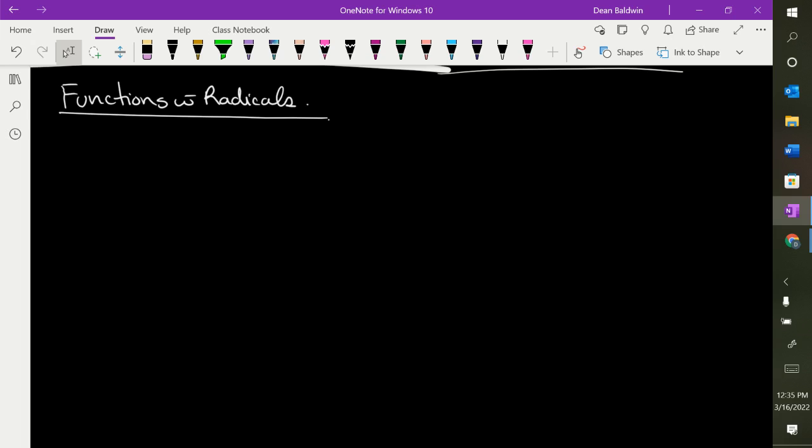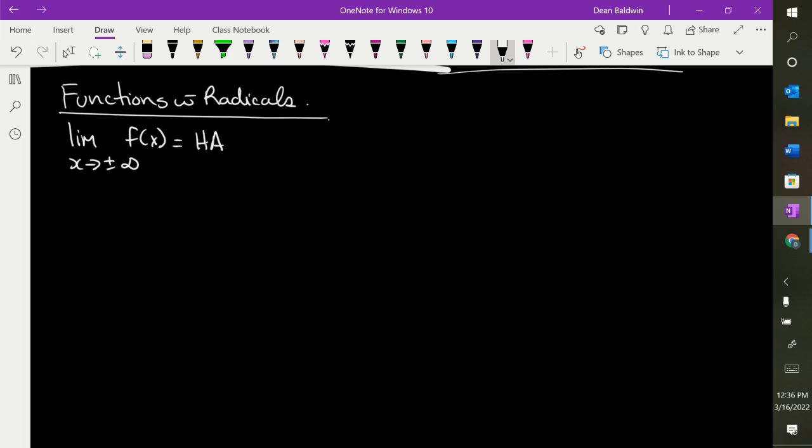So, functions with radicals. What is the definition of a horizontal asymptote? When the limit approaches infinity. Not just infinity, or negative infinity. The limit as x goes to positive or negative infinity of your function is your horizontal asymptote. The key part here is the positive and the negative. For a lot of functions, that doesn't matter. You're going to get the same answer.